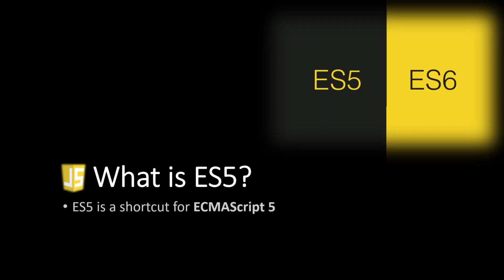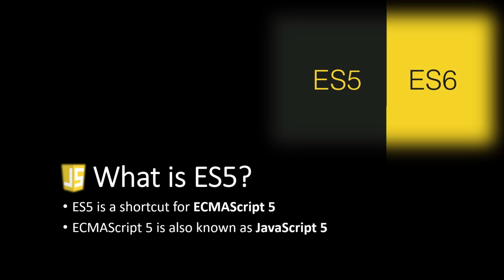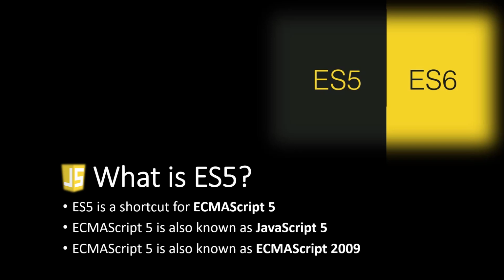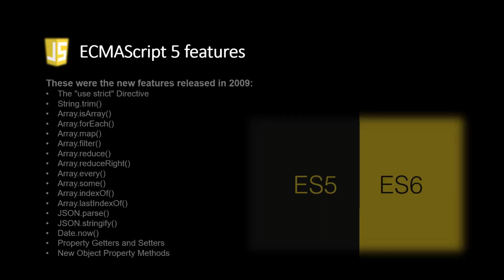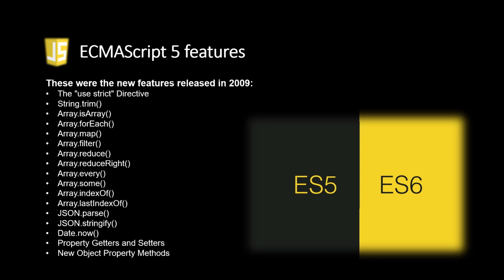What is ES5? ES5 is a shortcut for ECMAScript 5. ECMAScript 5 is also known as JavaScript 5. ECMAScript 5 is also known as ECMAScript 2009. ES5 was published in 2009, that's why we call it ECMAScript 2009. ECMAScript 5 features. These were the new features released in 2009, like the use strict directive, string.trim, and many more features that you can use. You'll learn all these things after learning JavaScript.